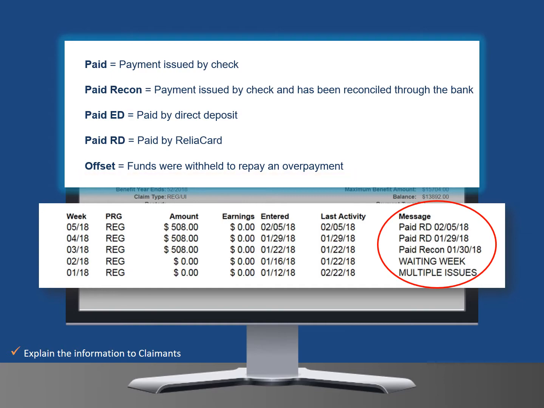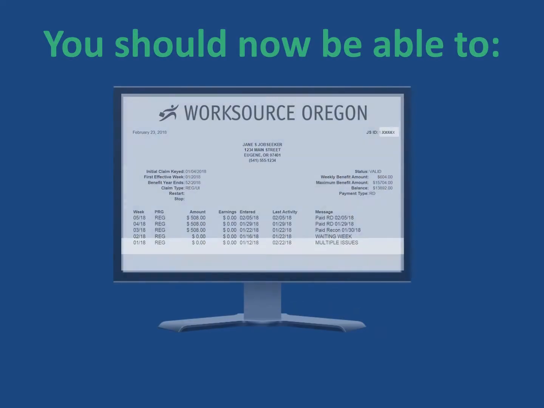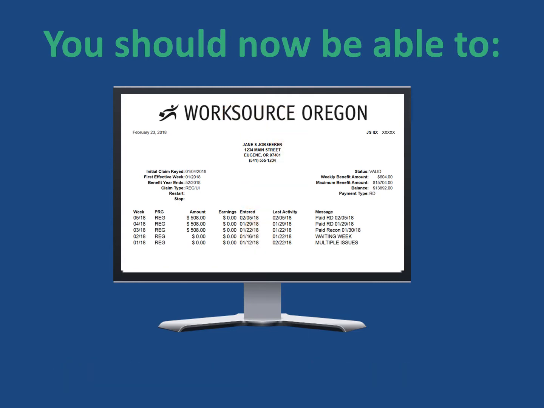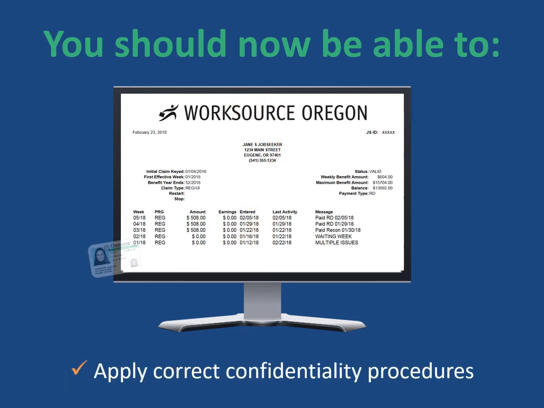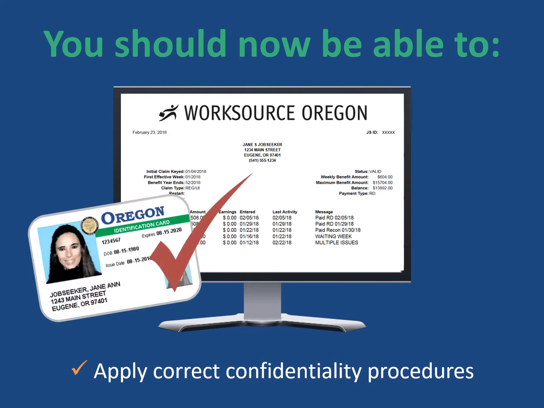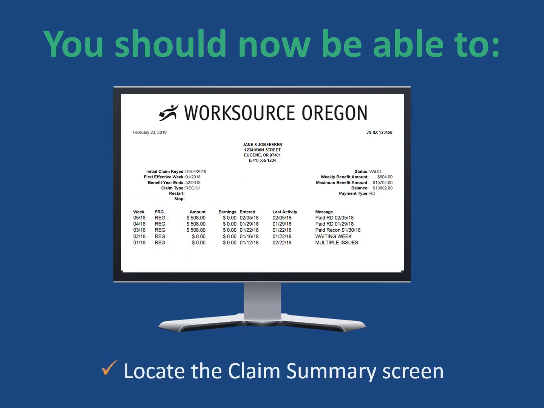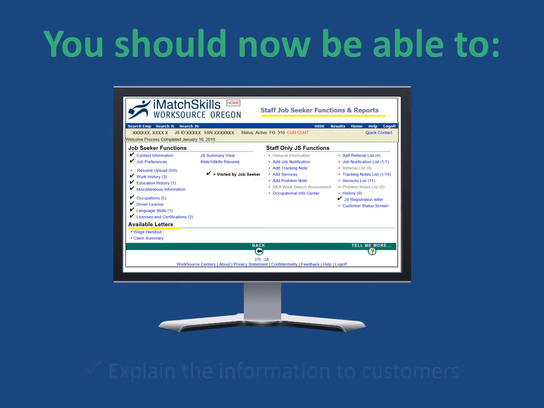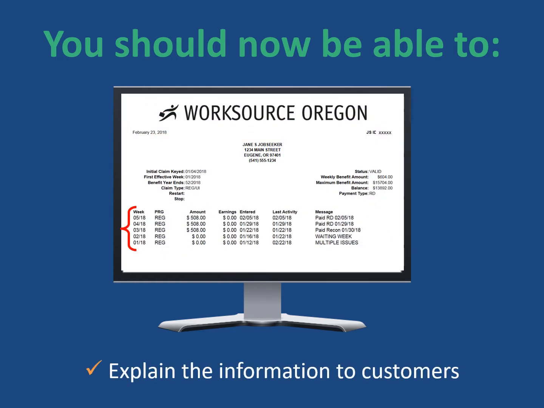Now, let's quickly review what's been covered. You should now be able to identify when to access the claim summary screen, apply correct confidentiality procedures before discussing this information with claimants or providing them with a printed copy, locate the claim summary screen in iMatchSkills, and explain the information found on the claim summary to claimants. Feel free to rewatch this video anytime you want to review this information.